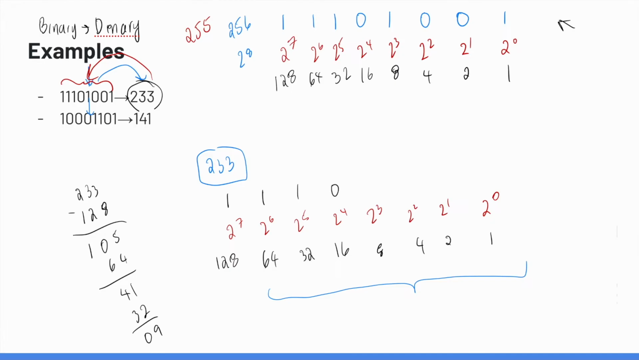Does 8 fit into 9? Yeah, it does. So we can put a 1 right here, and we can subtract 8 from 9, and we've got 1 left over. And does 4 fit into 1? No, it doesn't. Does 2 fit into 1? No, it doesn't. Does 1 fit into 1? Yep. And we end up with 0.